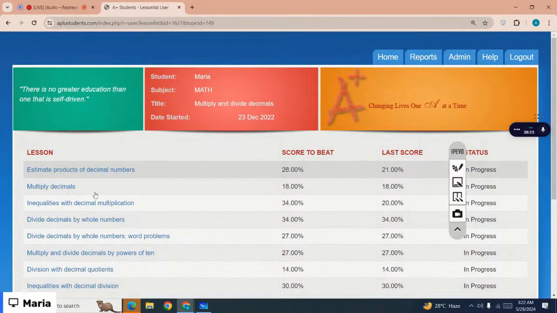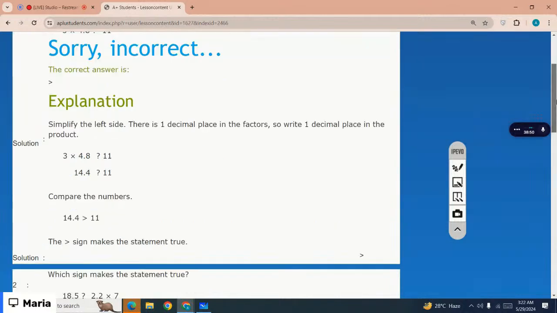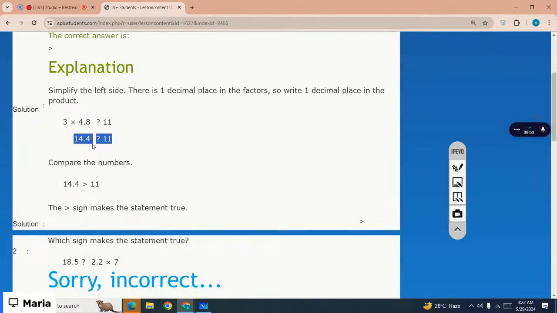The next lesson is inequalities with decimal multiplication. Okay, the first one is 3 times 4.8. You have to compare it to 11, right? So you need to multiply 3 times 4.8 and then compare it to 11. When you multiply 3 times 4.8, that is 14.4, and 14.4 is obviously greater than 11, right?